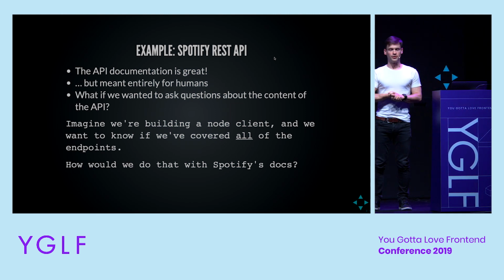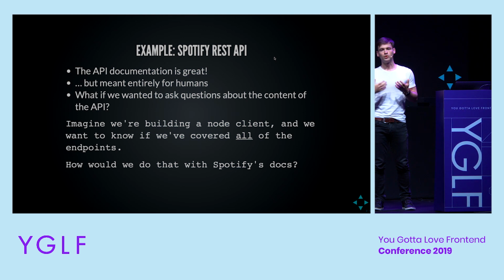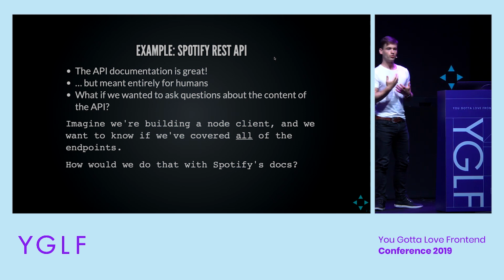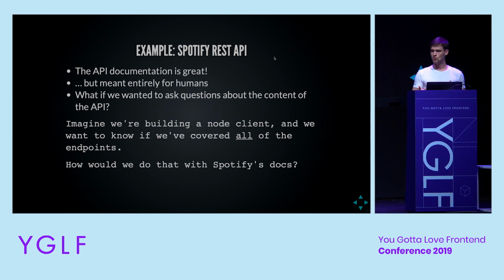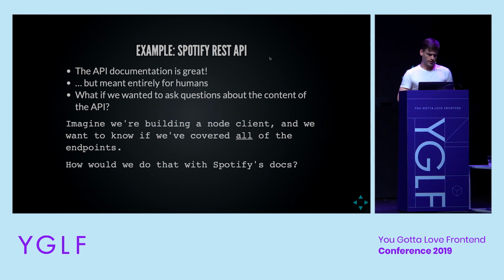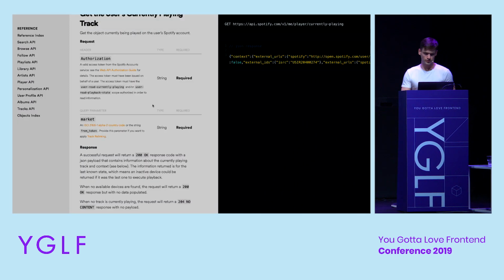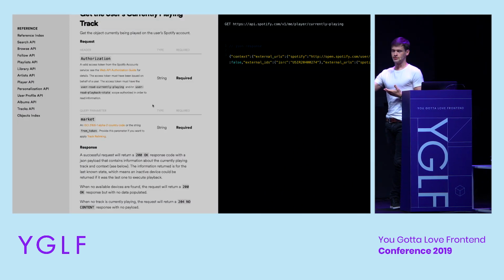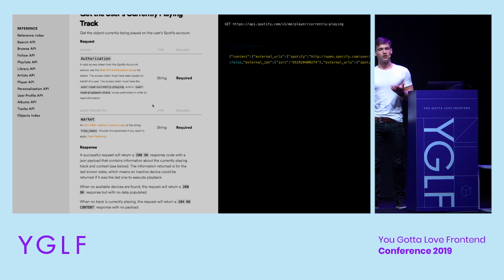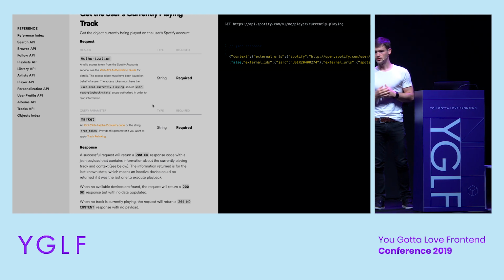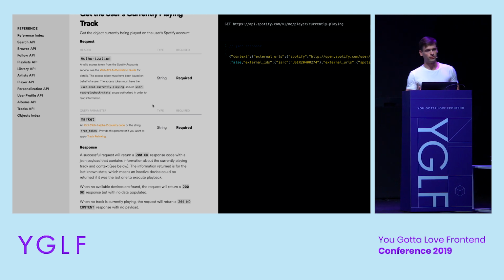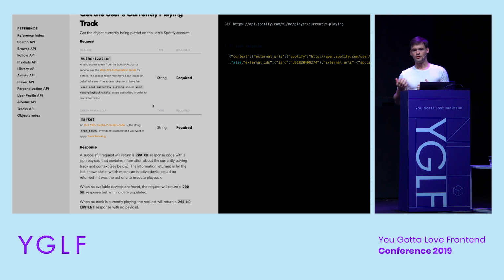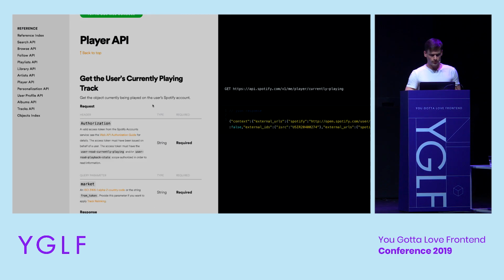But now let's propose a hypothetical. Let's say, for example, we were building a Node client, and we wanted to wrap the Spotify API in a nice way, make it a little bit more idiomatic maybe for JavaScript developers. How would we know, for example, as we were implementing this Node wrapper, if we had covered all of the different endpoints inside of Spotify's API? How would we know all of the different parameters, and maybe bring that documentation inside of our Node client to help with the developer experience? It would be pretty tough, I think.